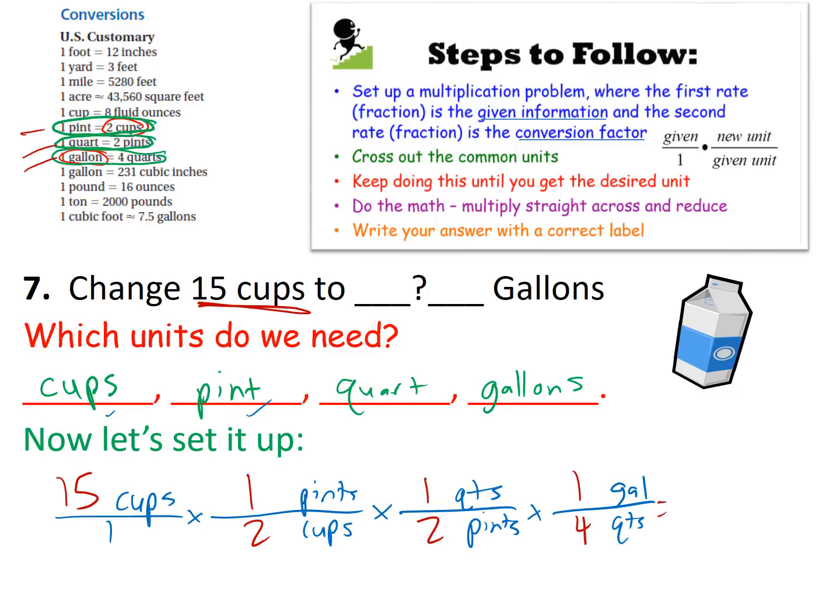Before we proceed, we do want to double check that, in fact, our units will cancel. Cups, cups. Remember, they cross cancel. Pints, pints. Quarts, quarts. And I'm left just with gallons. And so I multiply across the top. 15 times 1 times 1 times 1 is 15, right? The denominator is 1 times 2, which is 2, times 2, which is 4, times 4, which is 16. So 15 cups equals 15 sixteenths of a gallon. Cool. Let's get to another one.